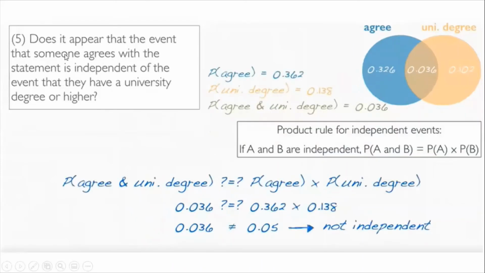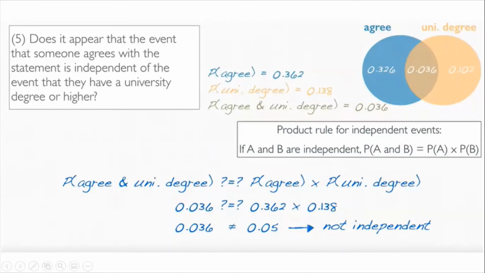Does it appear that the event that someone agrees with the statement is independent of the event that you have a university degree or higher? Okay, so they want to know if there is any relationship between having a university degree and the agreement. So we want to know the intersection. What is the probability of having A and having B?